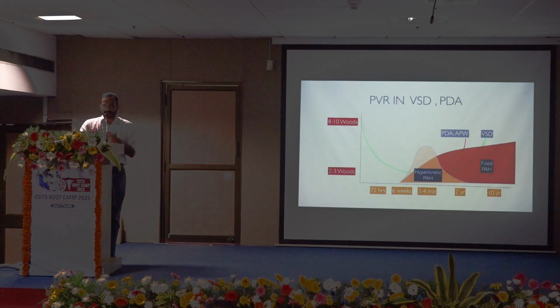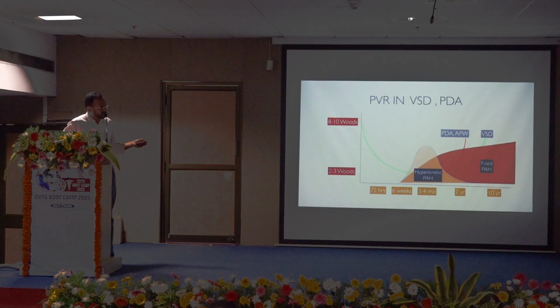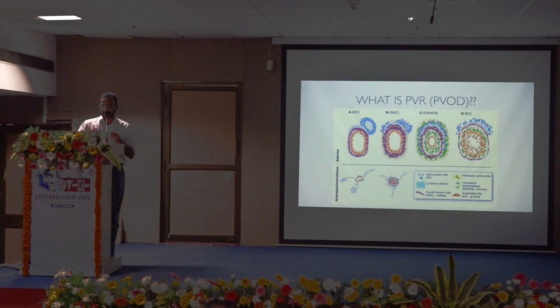If you look at the way PH progresses, I've removed the VSD because it takes months or years to develop. If you take the PVR in VSD and PDA, you'll see that the first peak is the hyperkinetic PH that comes during the first few months, and then it's gradually replaced by fixed PH later on in life. The fixed PH occurs primarily because of vascular remodeling of the pulmonary arteries in the lung.